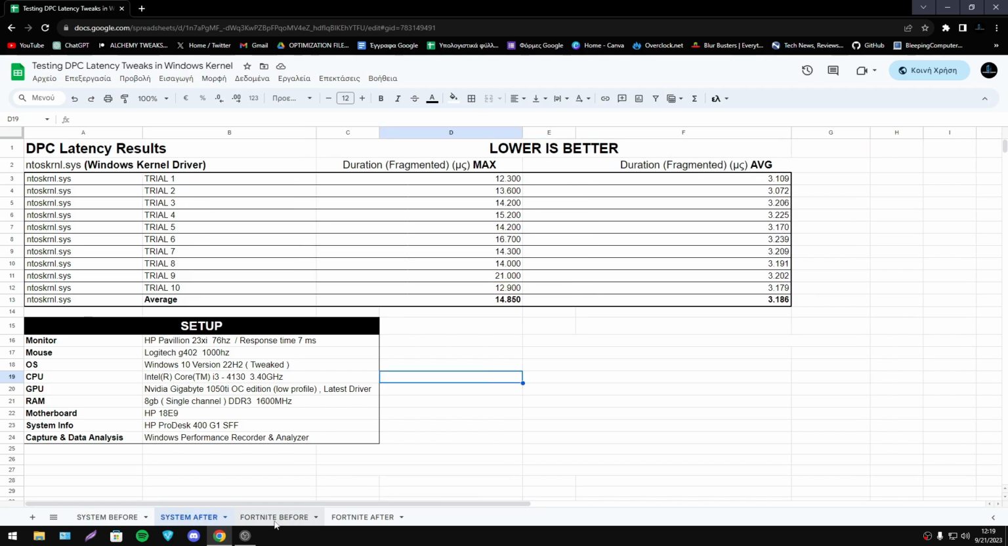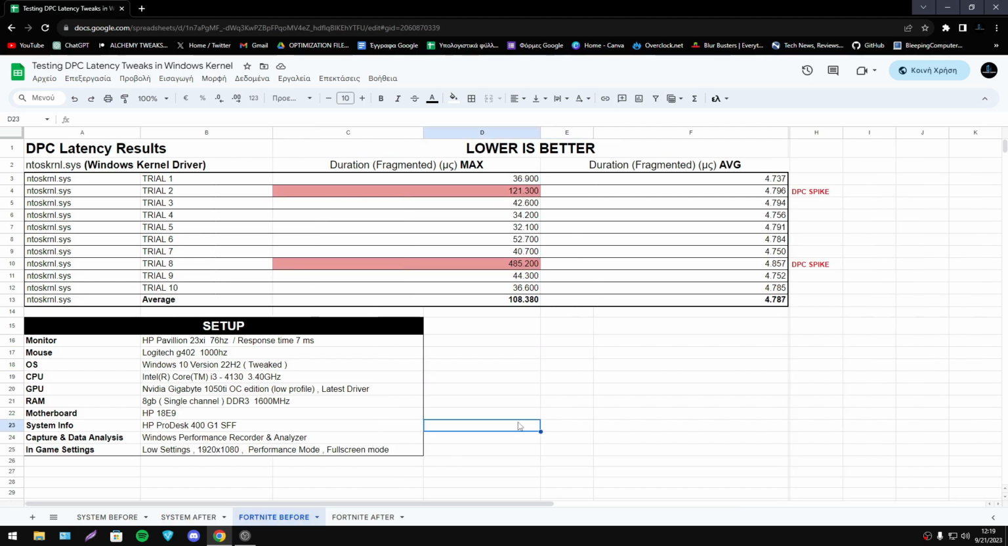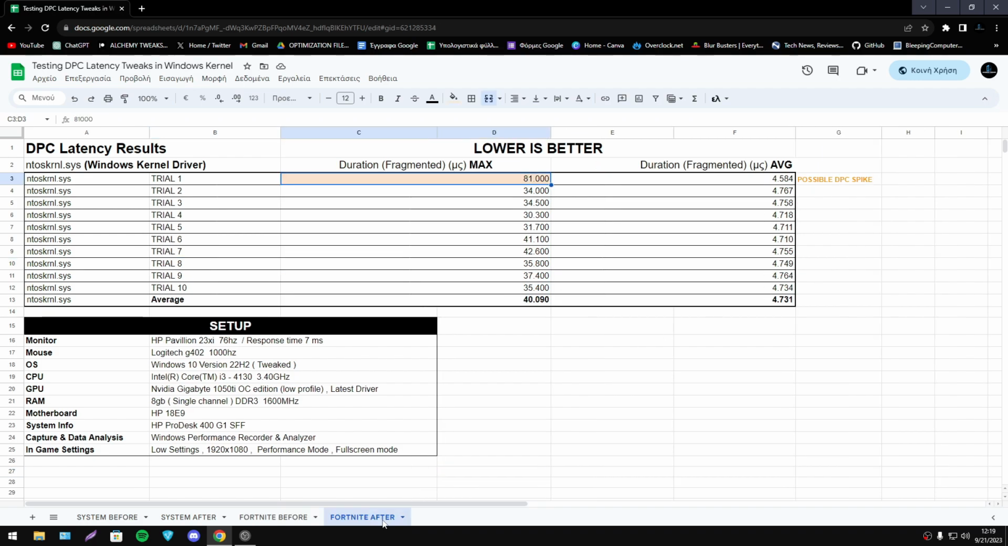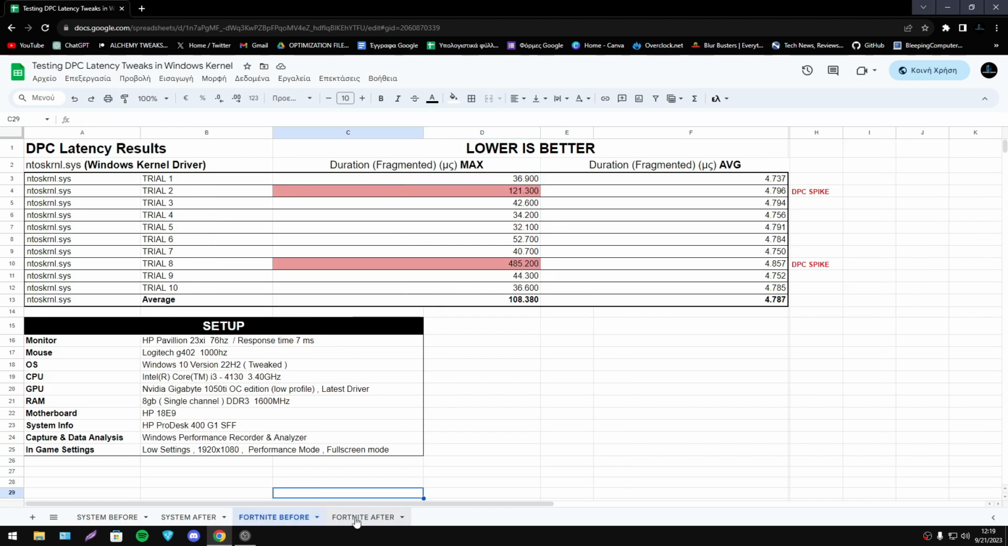And let's see now Fortnite. Again, the same pattern we had before, two DPC spikes, okay. Huge DPC spikes, especially in trial 8. And after that, I had a possible DPC spike on the first trial, but the other trials were stable, on the same range, so I can't say that we have a possible DPC spike or even a DPC spike, okay?